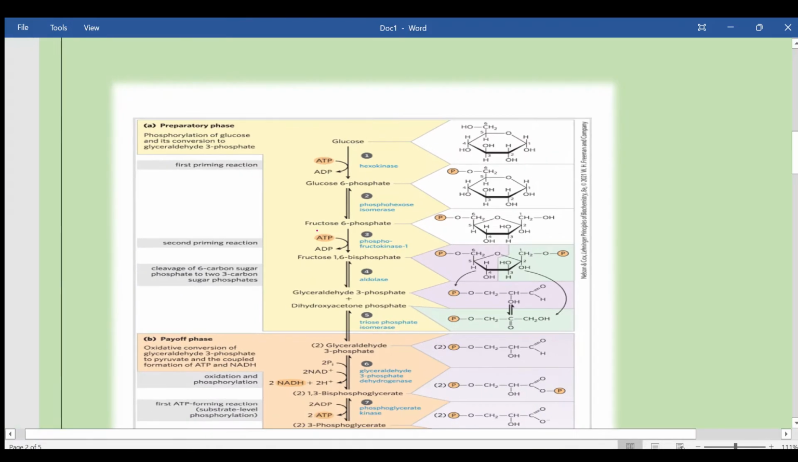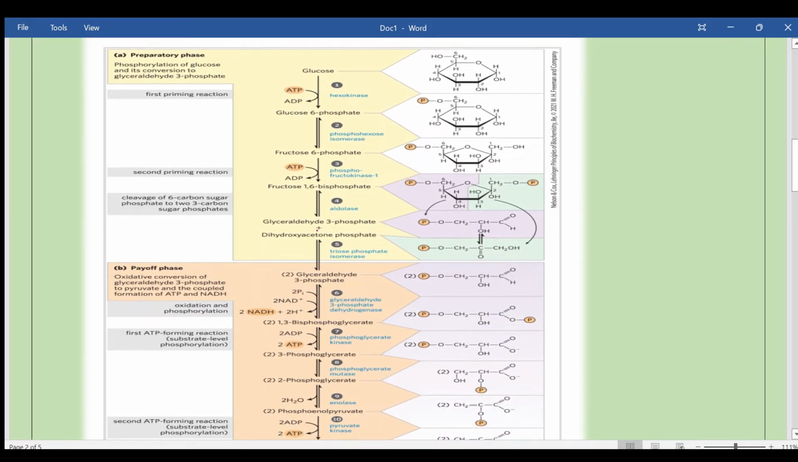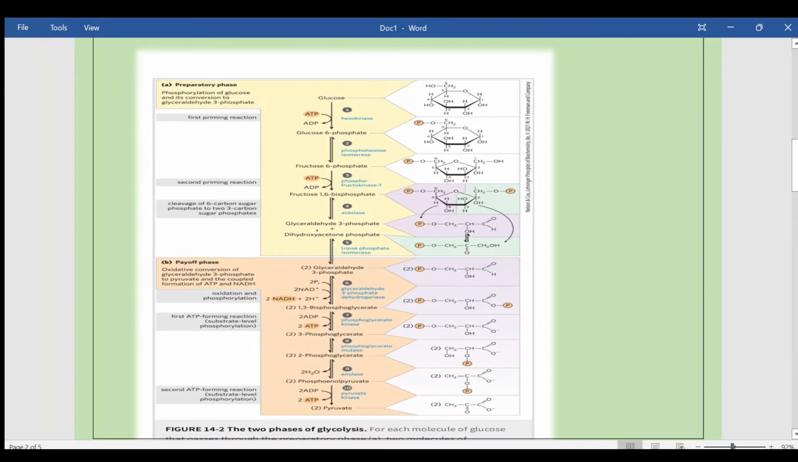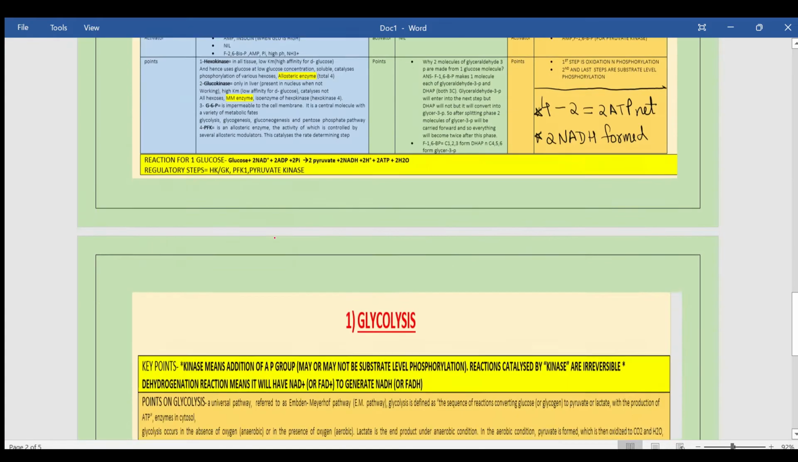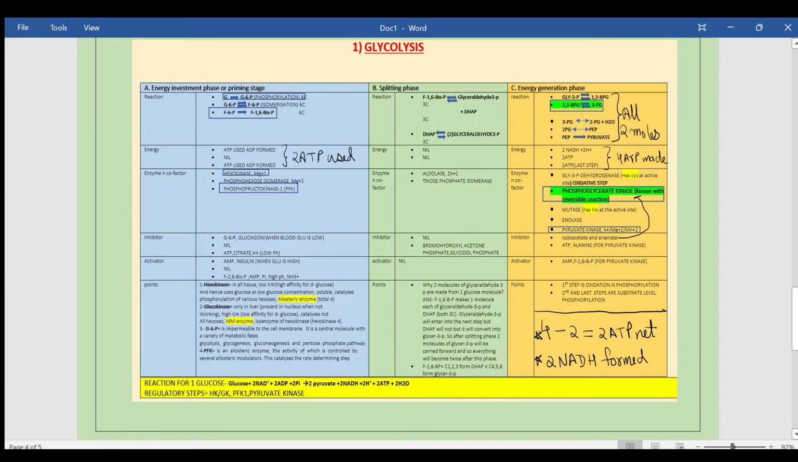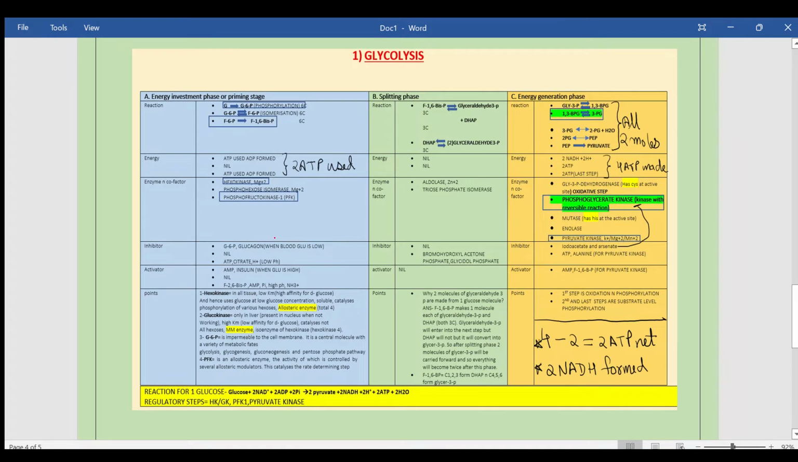As you can see, this image has been taken from the book Lehninger, and all the 10 steps are very clearly mentioned over here, along with the enzymes and the intermediates, along with the final product, which is pyruvate, showing ATP production and ATP generation. But I think this is a little bit confusing for beginners because it is a little difficult to remember all the steps along with their enzymes. So for your convenience, I have created a table, or you can say tabular explanation, to understand and remember glycolysis very easily.